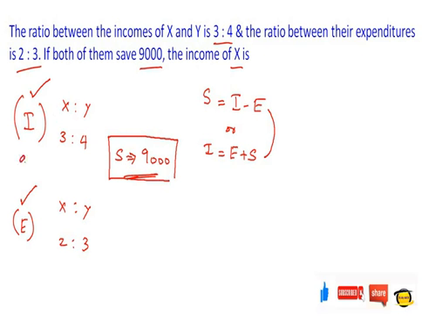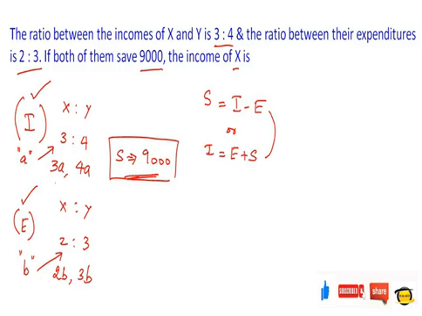For that, let's multiply a constant factor A, which means the original income of X can be assumed as 3A and the original income of Y can be assumed as 4A, right? Similarly, in order to find the original expenditure of X and Y, let's use a multiplication factor B, which would give us the original expenditure of X as 2B and Y as 3B, right?